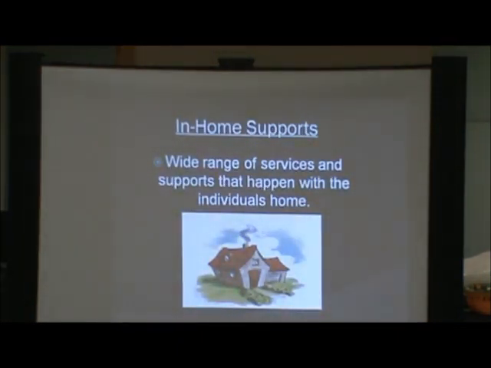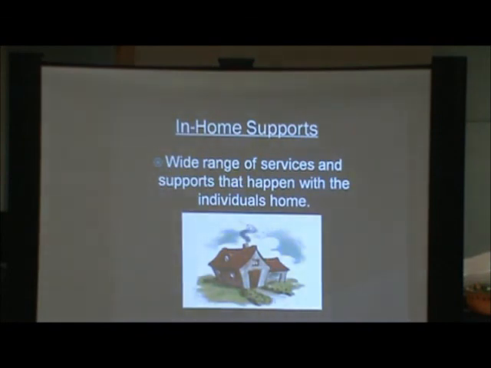In-home supports, there's a wide range of services and supports that happen within the individual's home. Basically, in the case of in-home supports, whatever agency you choose is going to provide you with a staff person who is going to be working from the plan of care, which is built by you and the care coordinator. And if in-home supports is one of the services that you have, you're going to have goals identified, whether it's cooking or cleaning, it could be anything, but it's really skill building within the home is where in-home supports comes in handy.